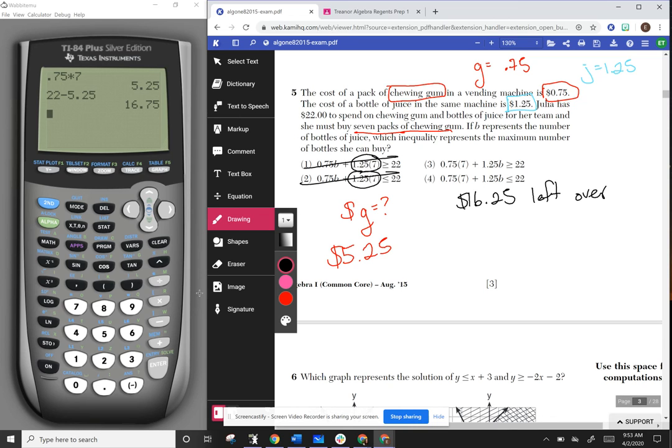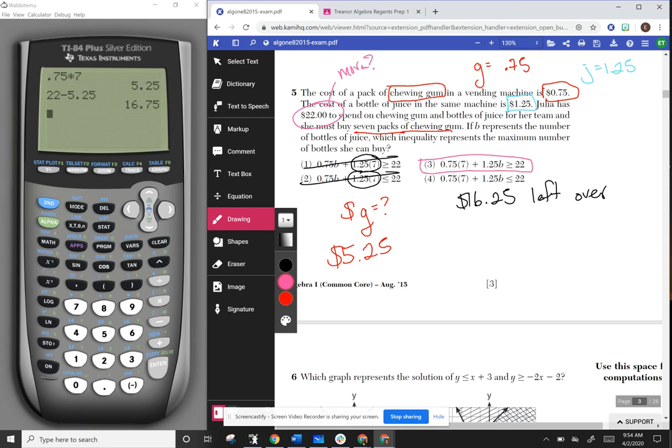We need to determine if it's going to be 75 cents times 7 plus 125b. Is it going to be greater than 22 or less than 22? Well, let's think. Can Julia spend more than $22 or does it have to be less? It's going to have to be less, right? Because if she spends more than the $22, then she's not going to have enough money. So you need to make sure you're picking greater than, which is number 3.